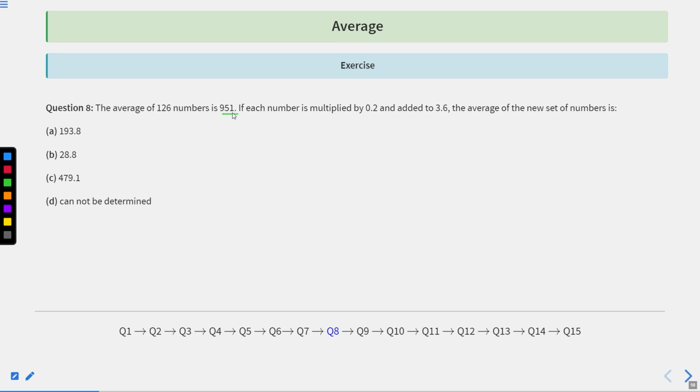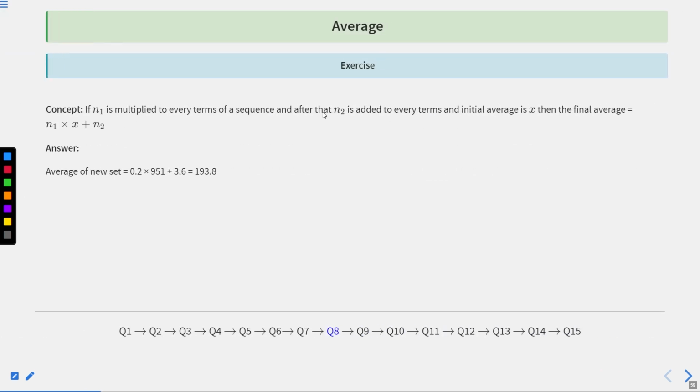And I am making a change in each data point. So I multiplied each data point by 0.2 first and added 3.6 to it. Then we are asking how the average is going to change. That means I'm asking, will the new average be 951 or something else? And if it's something else, then what is it?